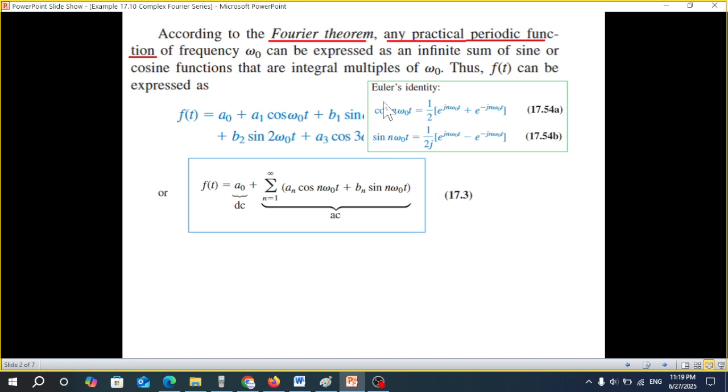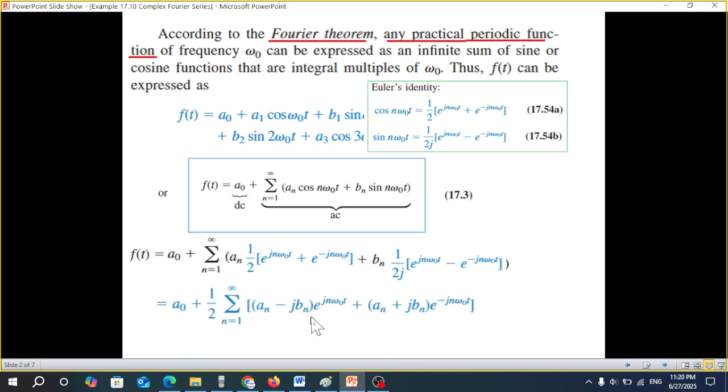exponential form. For that, we'll be using Euler's identity. I hope you remember this. Cosine is given by the exponential form, similarly sine. So we'll be using these two in equation 17.3. Plugging in the exponential terms for cosine and sine, and then collecting the like terms, that means we collect the e^(jnωt) terms.